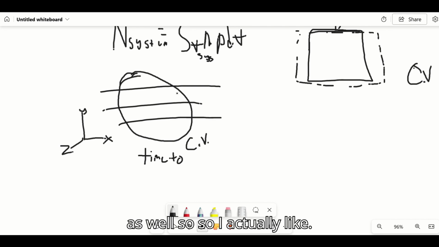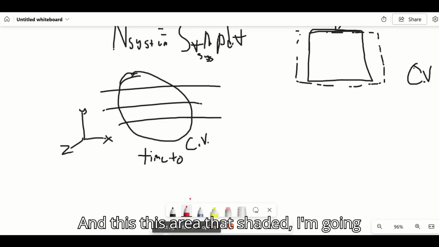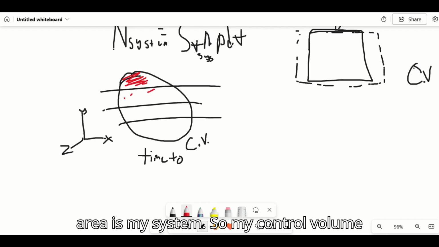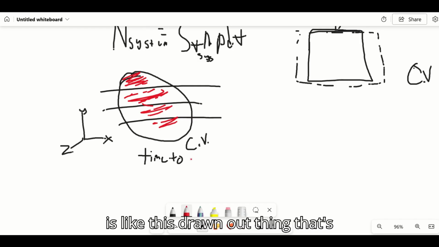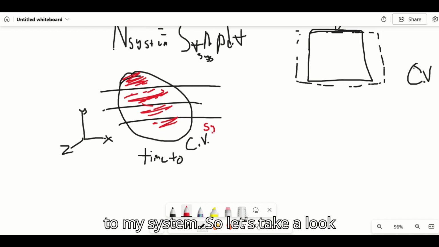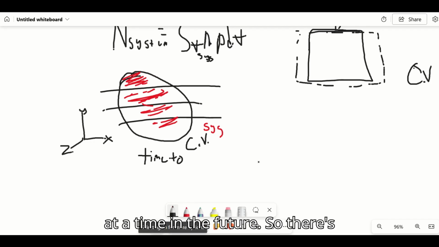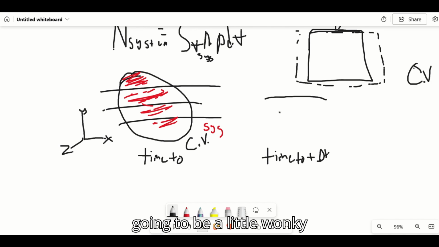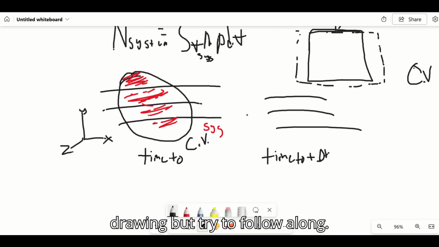Actually, this area that's shaded, I'm going to shade this area in. This red shaded area is my system. So my control volume is this drawn out thing that's around here, and this red thing is equal to my system. So let's take a look at a time in the future. This is going to be time t plus delta t. Now this is going to be a little wonky drawing, but try to follow along.